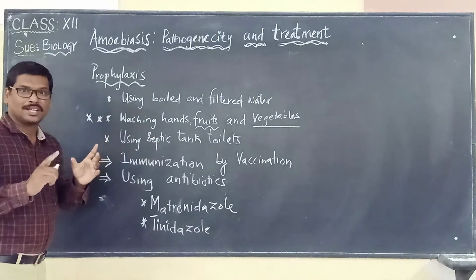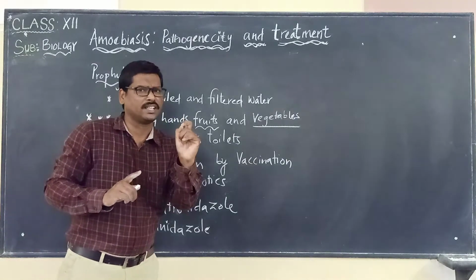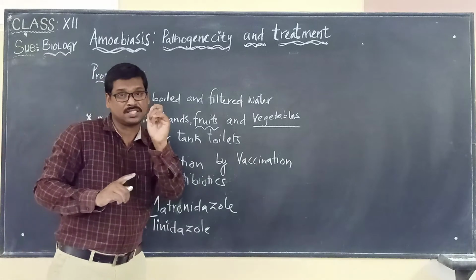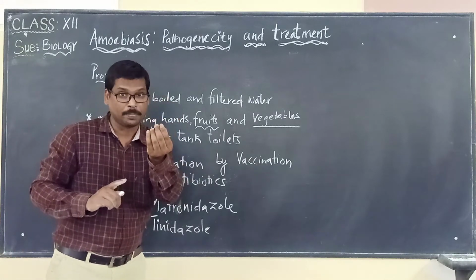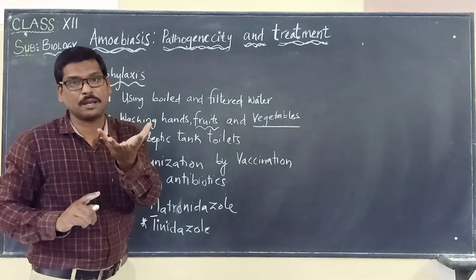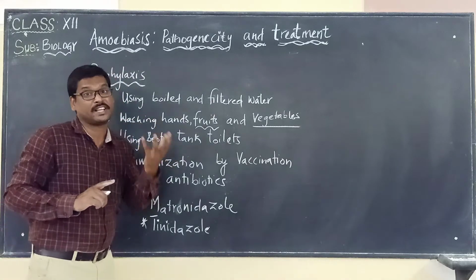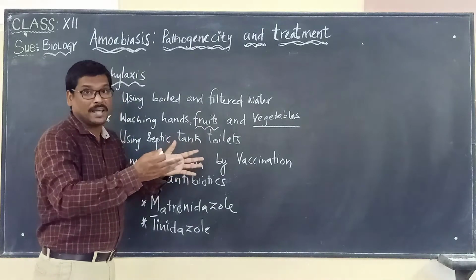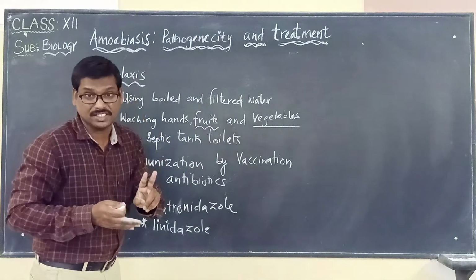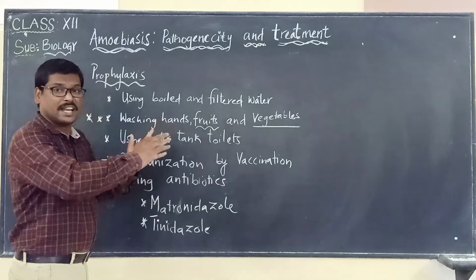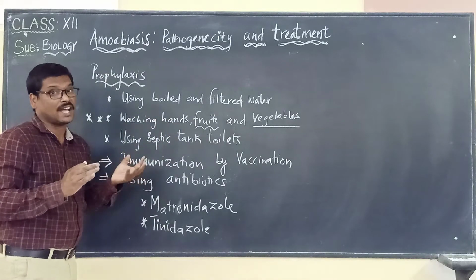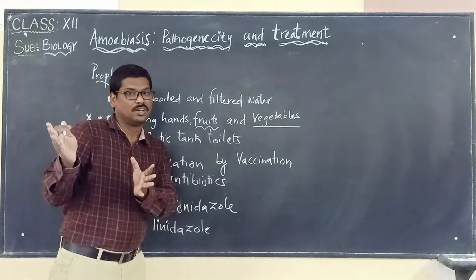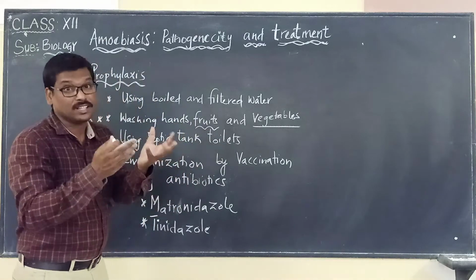And we know that the infective stage of this Entamoeba histolytica is cysts, which are present in the fecal matter. So public places should not be used for defecation. Once defecation is done in public places, there are chances that flies will be carrying these cysts to the cooked food or cooked packed food materials.